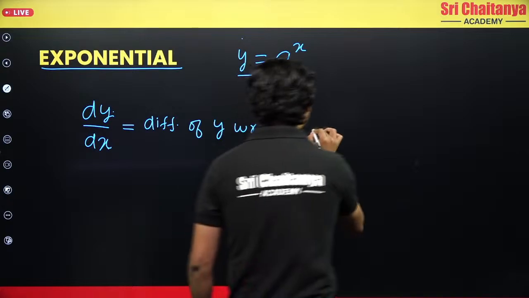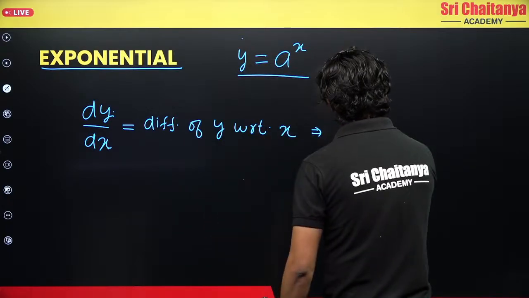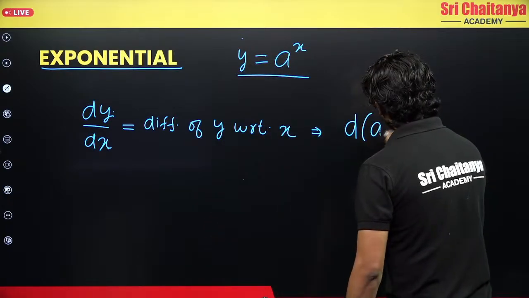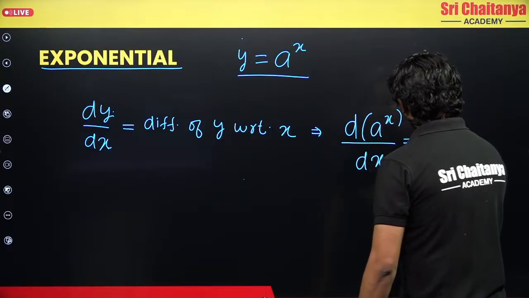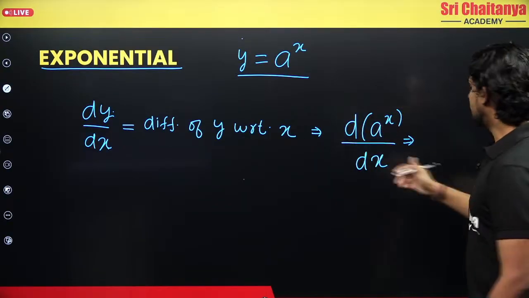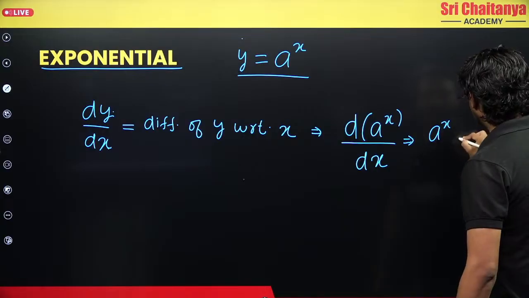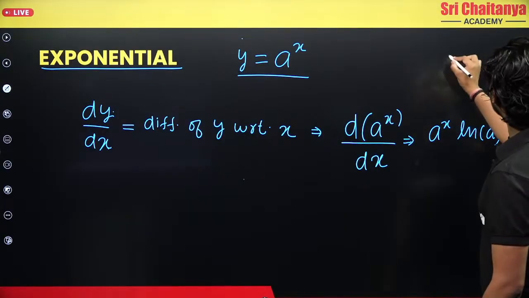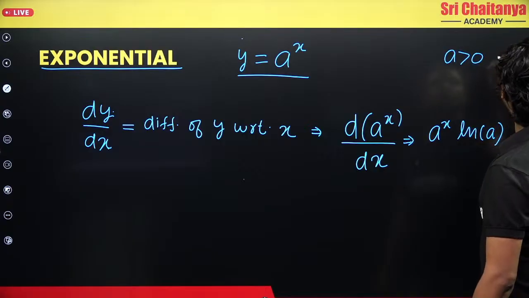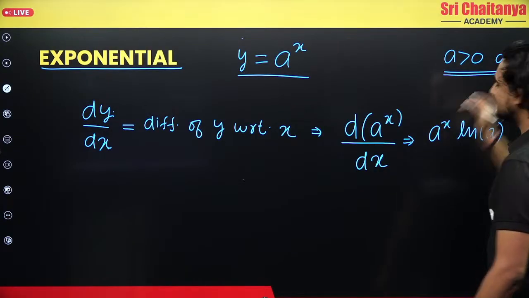So I will write here that this will be equal to the differentiation of a power x with respect to x. So what will this become? A power x will become a power x ln a. And what are the conditions on a? a should be greater than 0 and a should not be equal to 1. This is the condition. Why is this the condition?